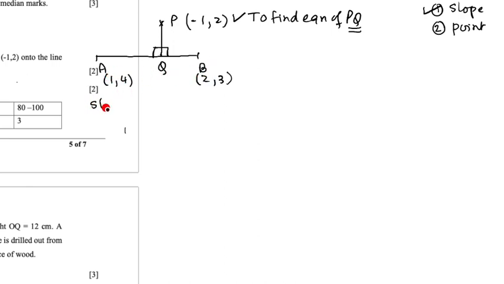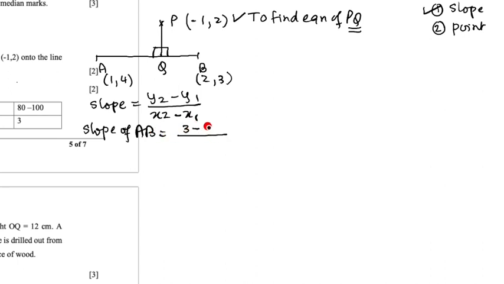Now you know the slope is equal to y2 minus y1 upon x2 minus x1. So we will say slope of AB is equal to 3 minus 4, that is y2 minus y1, upon x2 minus x1, which means 2 minus 1. So that will be minus 1 upon 1, which is minus 1. So we will call this M1.